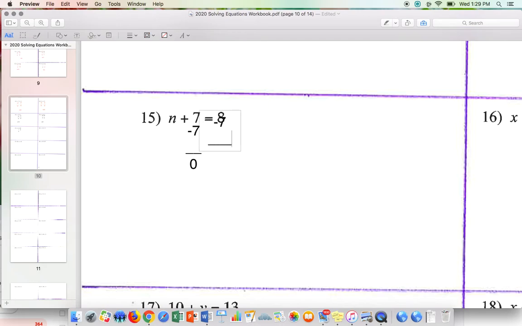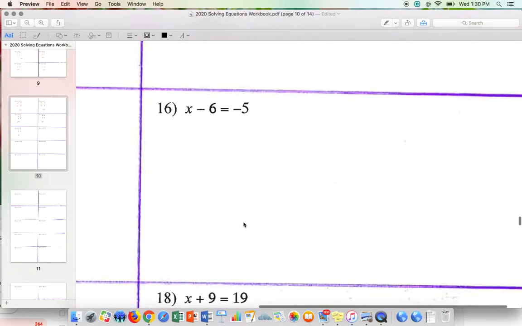All right. Here we go, guys. We have 8 minus 7 equals, go ahead, put it in your calculators. 1. Nice. So we did all the hard work now. All we have to do is write in our answer. So we're going to look up at our top. N equals 1. Good job. Okay, we're going to do one more as a group.